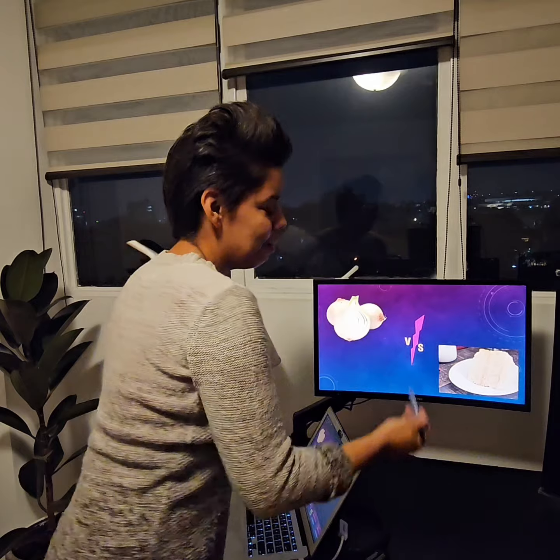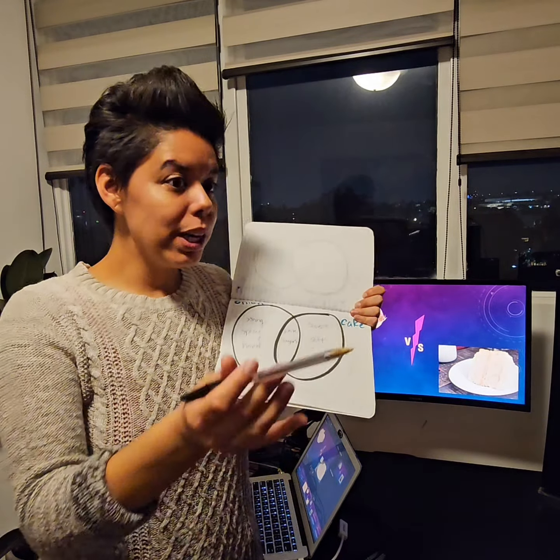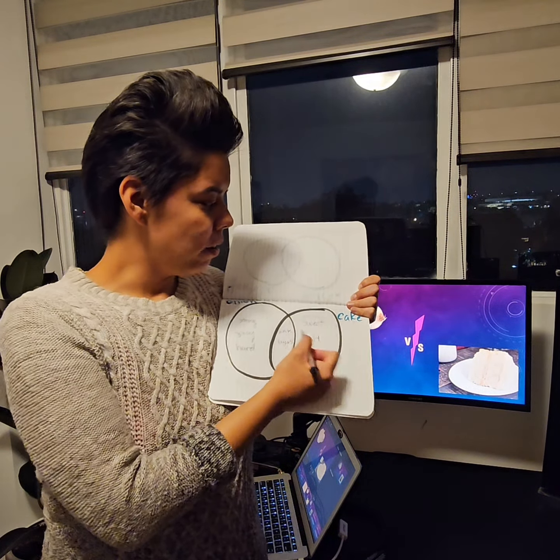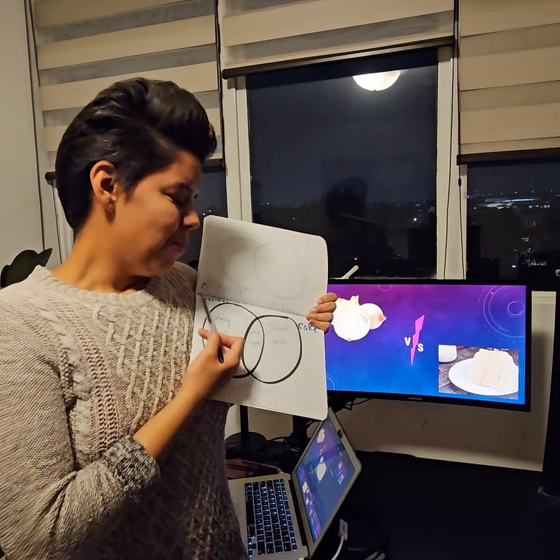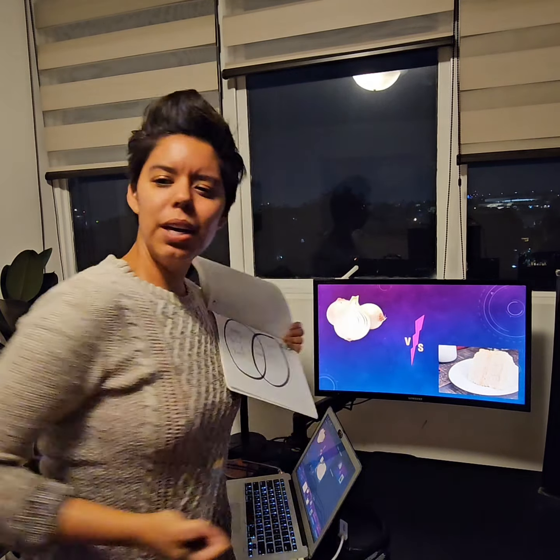But cake, right? Typically sweet. So I'm going to go ahead and write that down. That cake is sweet, right? What about onions? Are onions sweet? What do you think?